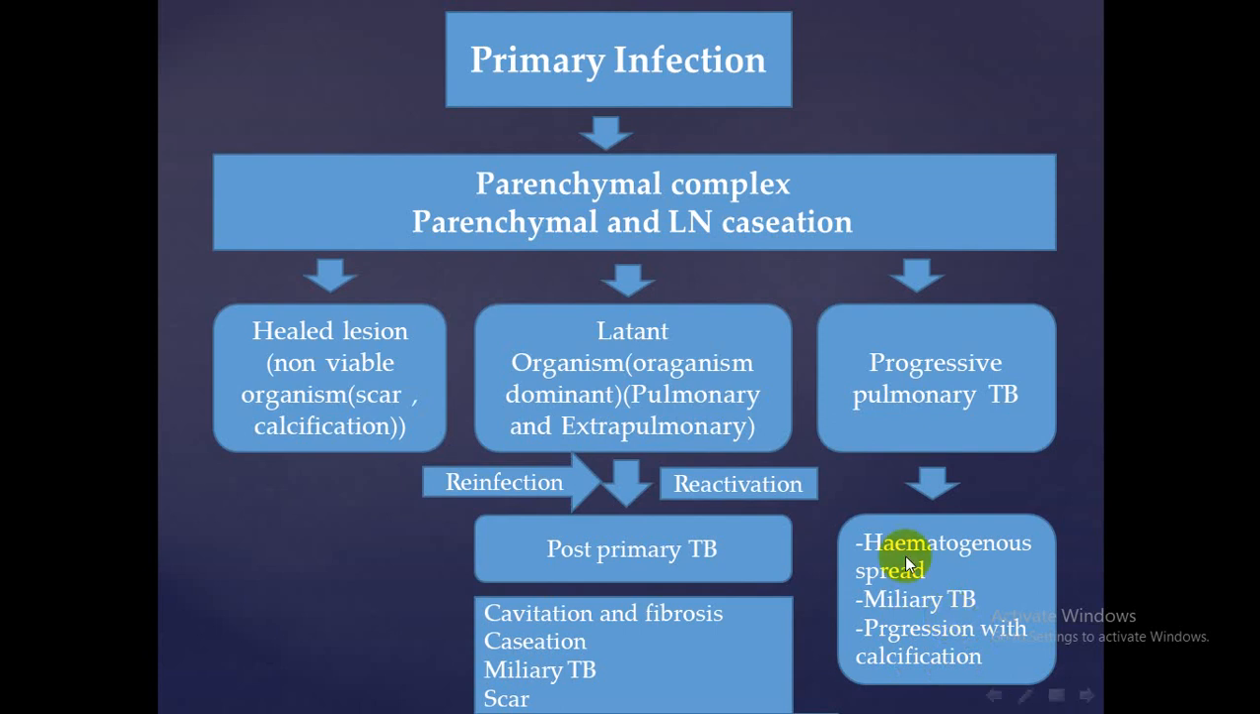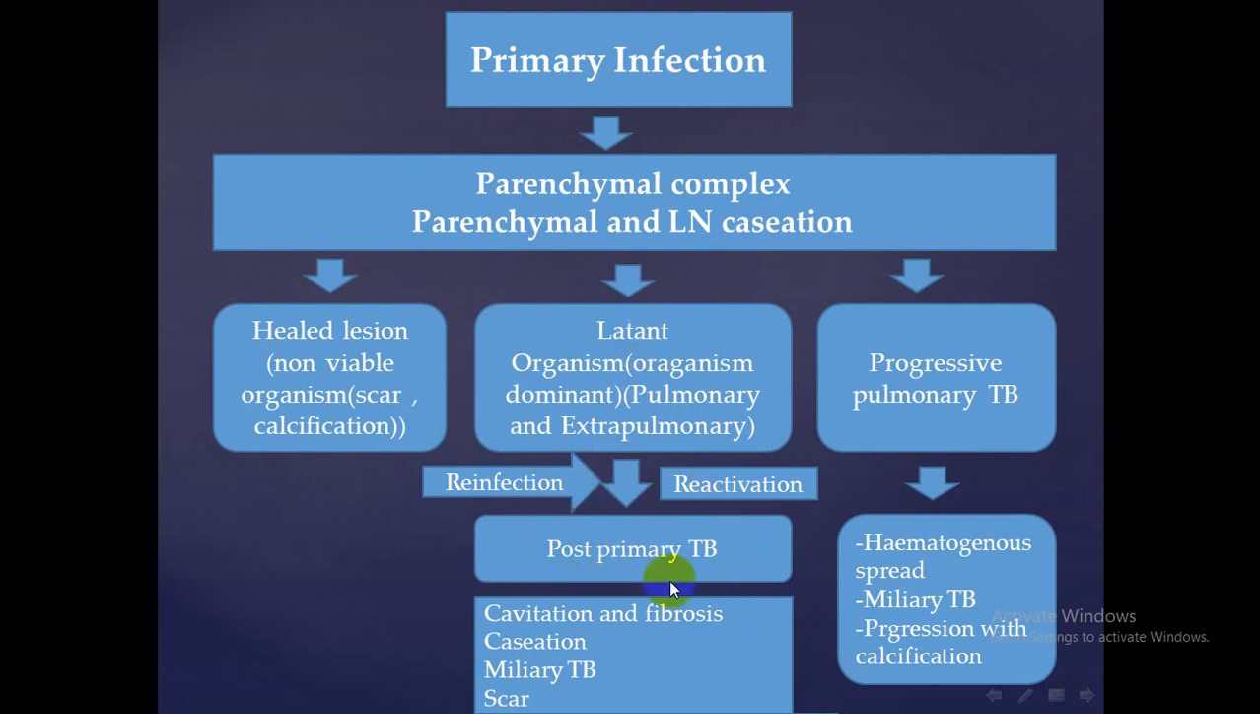The other way: the patient gets this complex, but the bacilli interact with the immunity, causing partial control, causing dormancy of these bacilli, making them latent for months or even years. These latent bacilli inside the complex of the lung parenchyma are dormant for a long duration and protected from the immunity. This can get reinfection or reactivation of the latent bacilli to cause post-primary TB.